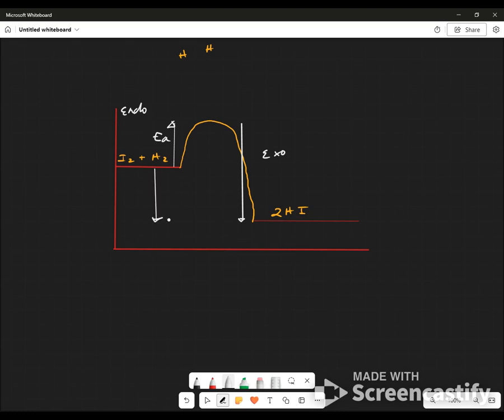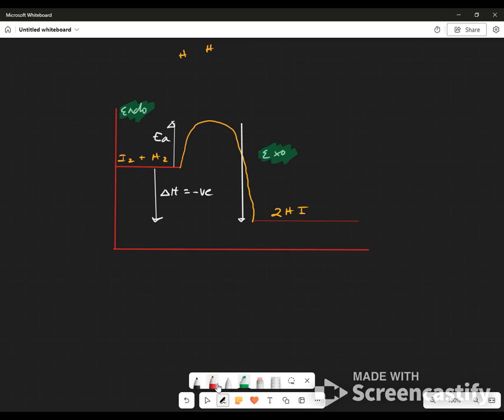The difference between the two, in this case, is this distance. The difference between the energy you put in and the energy you get out is called delta H. And as you can see, in this case, delta H is negative. So that means the exothermic part is bigger than this part. That's why it's exothermic, because more energy is given out than taken in.